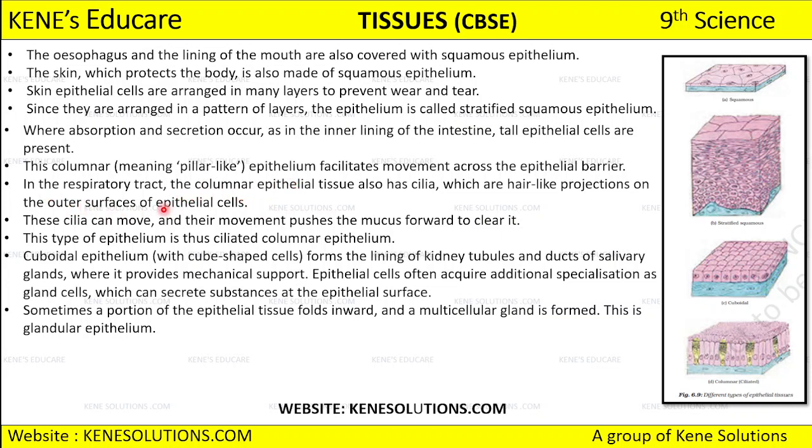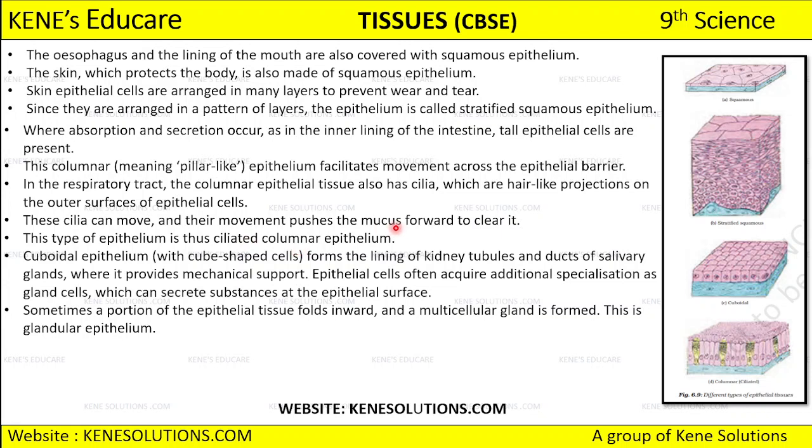Now the cilia present on the outer surface of the epithelial cell are going to move, and their movement is going to push the mucus forward to clear it. Along with the movement, it does one more thing: it pushes the mucus forward and clears that mucus altogether. This type of epithelium we call ciliated columnar epithelium. Ciliated means it has hair-like projections and it helps in the movement of the mucus.